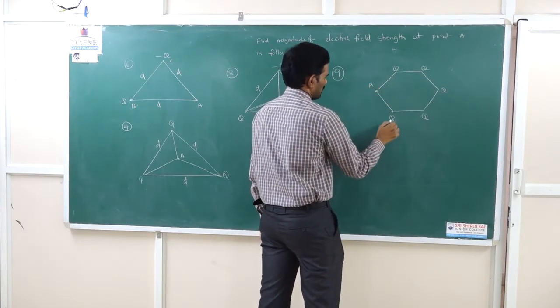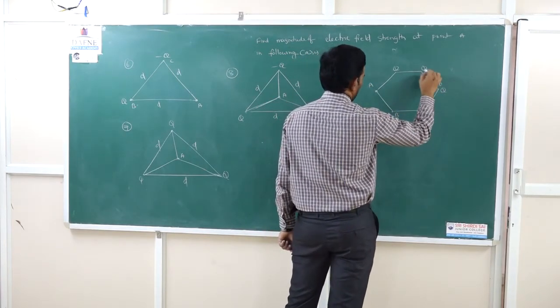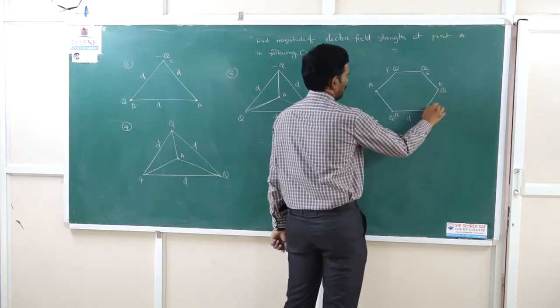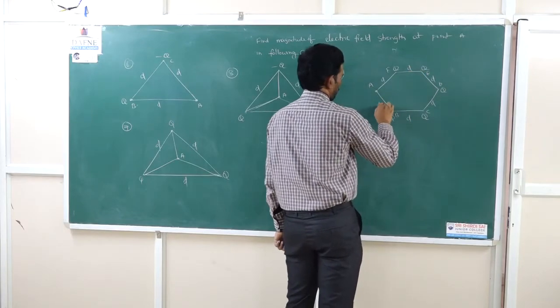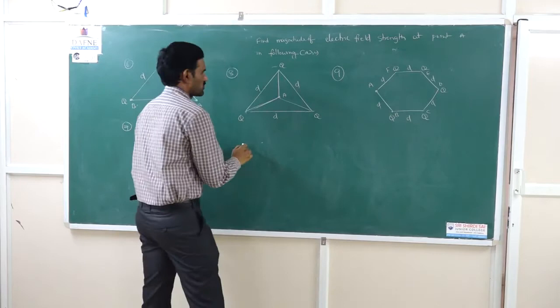Here there is no charge again. These are the corners A, B, C, D, E, F. And again let us take this regular hexagon of side D. So at point A again we need to find that electric field strength.